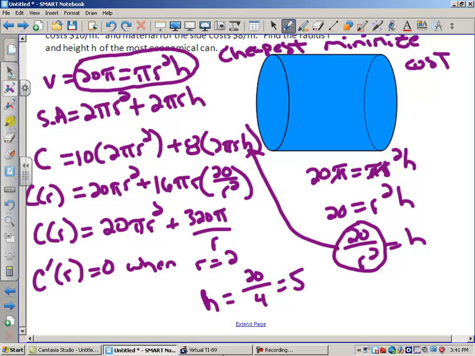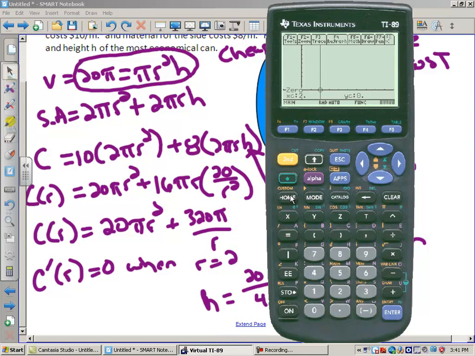I want to go back and just make sure that I have found a maximum. So from the home screen, I'm going to take the second derivative of this function, and I'm going to plug in 2 and see if I'm going to get a negative value. Remember, second derivative test says if the second derivative is negative at a critical point, then we have proven a maximum. So I'm going to evaluate this at x equals 2. I'm going to hit enter, and it's positive.